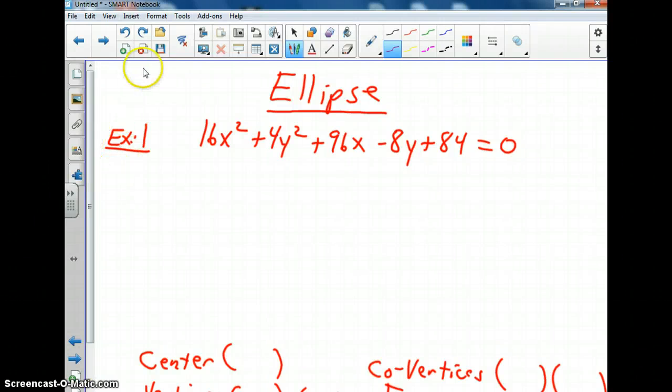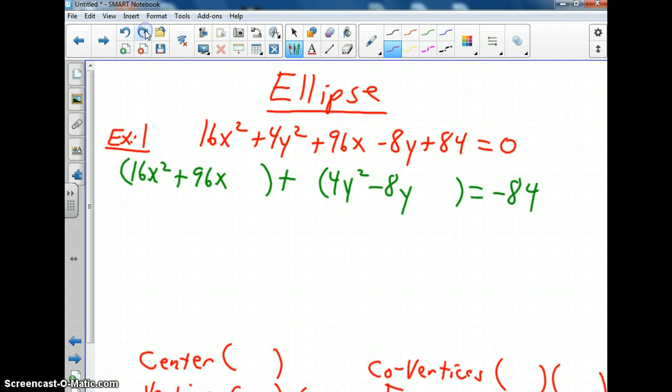And you guys can do this in your seat, okay? So x's go with x's, y's go with y's, and the number goes to the other side. All right, now look at the x neighborhood. Who do you have to take out of the x neighborhood? 16. Who do you have to take out of the y neighborhood? 4. Okay, so let's do that next.